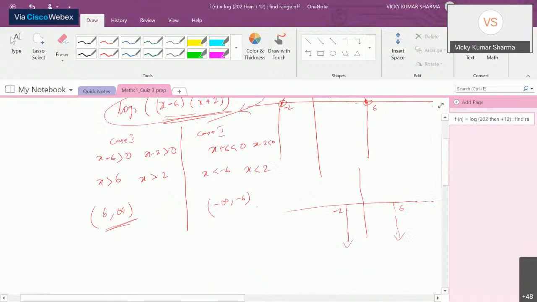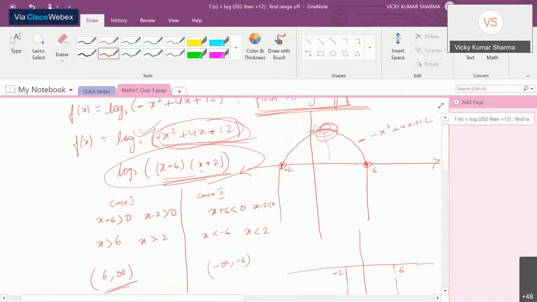Why is it coming at -2? When you give x equals -2 here, this will tend to 0. When you give x equals -2, this will become 0.